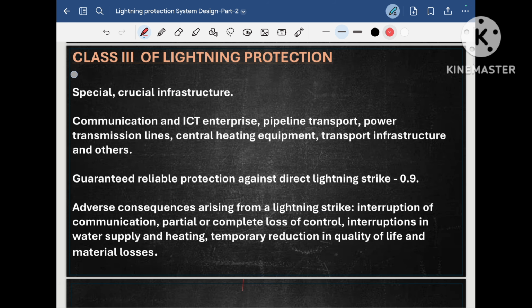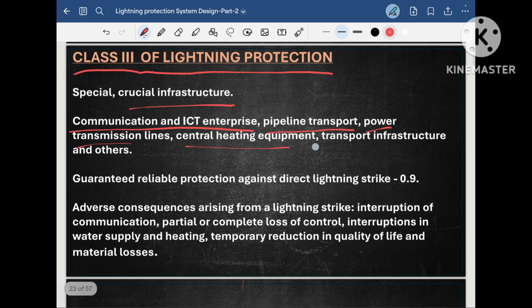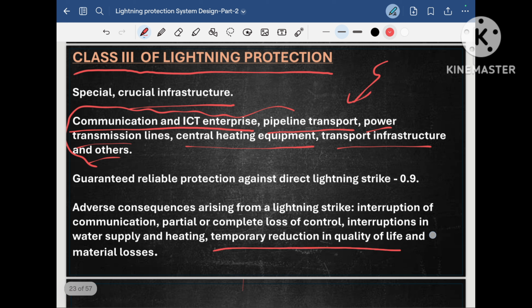Okay, now let us move to class 3 of lightning protection. This class of protection is given to crucial infrastructure like communication in ICT enterprises, pipelines in transport, power transmission lines, general heating equipment, transportation industry. Why? Because these types of projects give quality of life to human beings. Okay, and any lightning strike will temporarily reduce the quality of life and cause material losses. So any project which enhances the quality of our life needs class 3 protection.